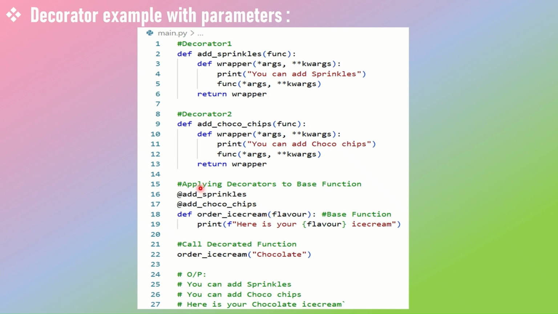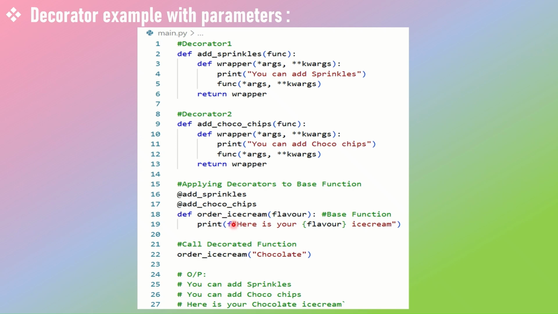And the third step is applying the decorators to this base function. So we have two decorators here. One is add sprinkles and another one is add choco chips. So I have added these two decorators to this base function by defining it like this: at the rate, followed by the first decorator function name, and then at the rate, followed by the second decorator function name, which is add choco chips. So three steps we have completed.